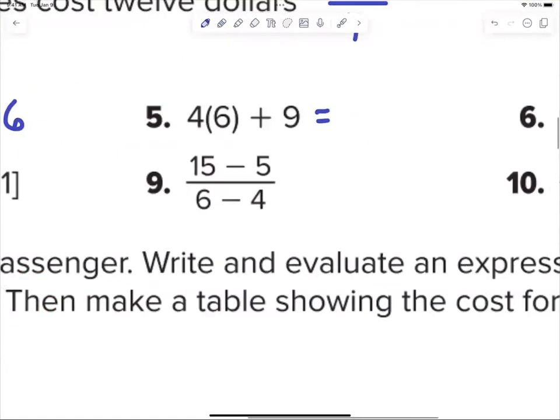What am I doing? You are doing 6 first, which is 24. And then plus 9 is 33. You are amazing. Perfect. I like it very much.